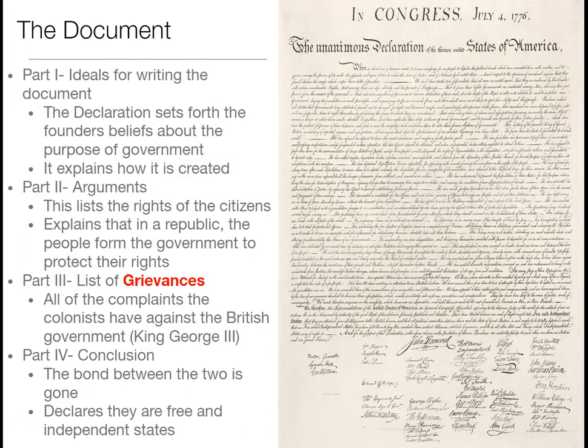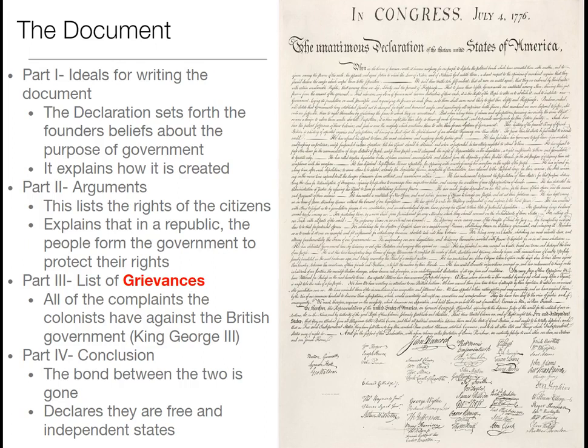Part 2, arguments. This lists the rights of the citizens, and explains that in a republic, the people form the government to protect their rights. So the government has a duty to protect its citizens. Part 3 is the list of grievances. This is all of the complaints the colonists have against the British government and King George III, basically giving reasons why they're declaring their independence, all of the different injustices they feel have been done to them. And part 4, the conclusion: the bond between the two is done.